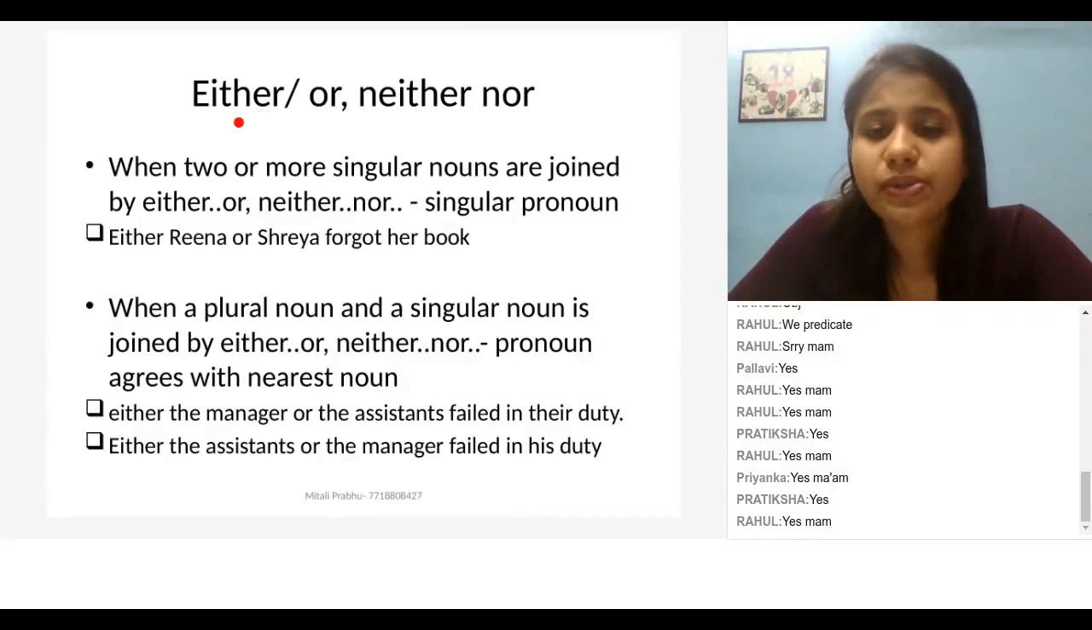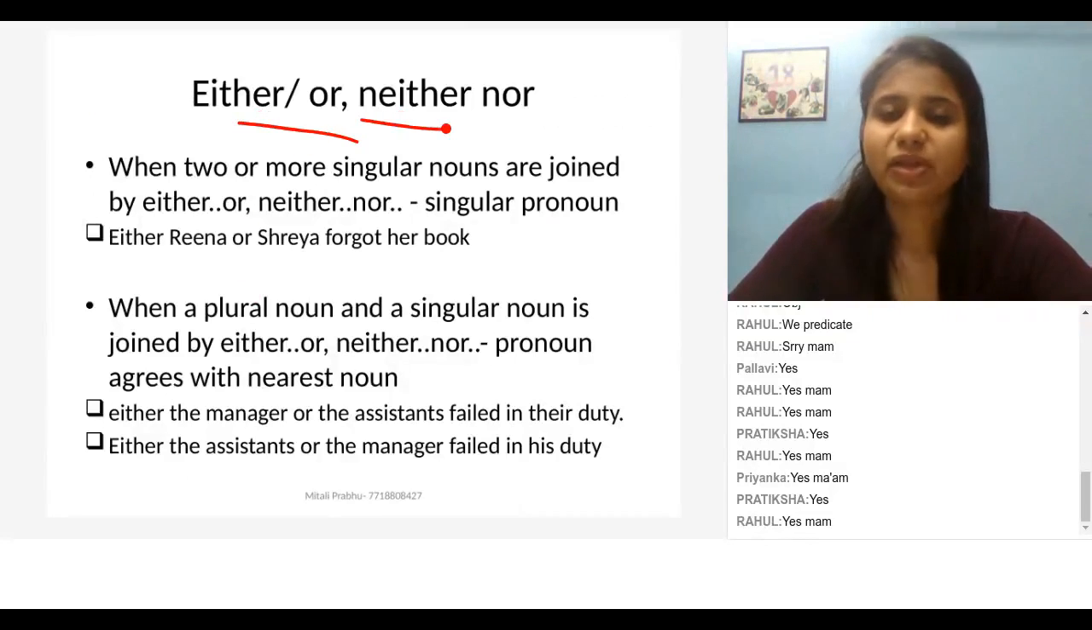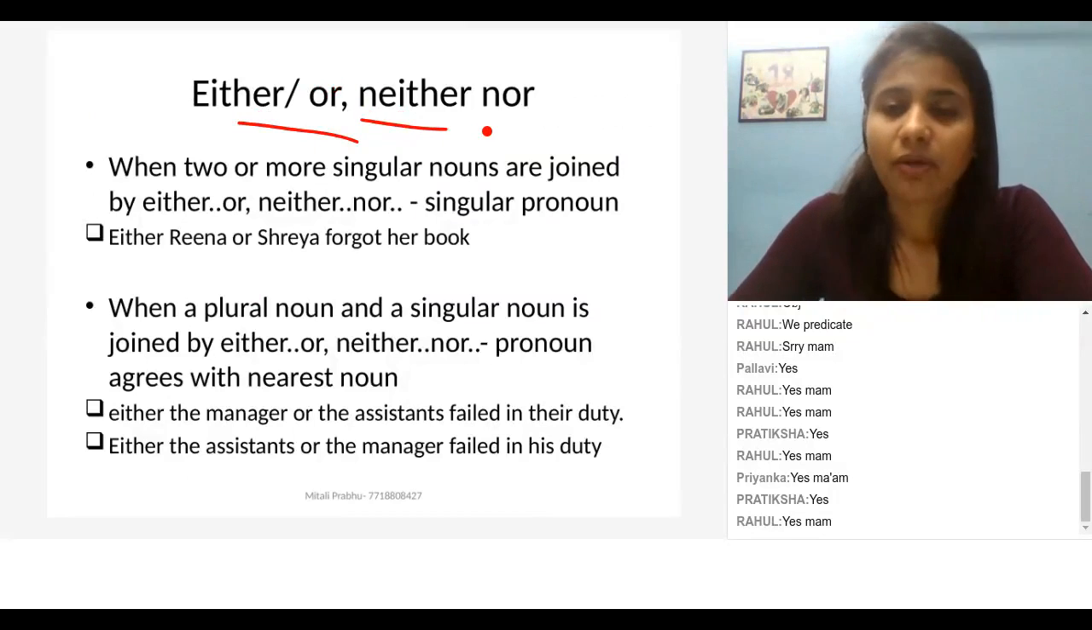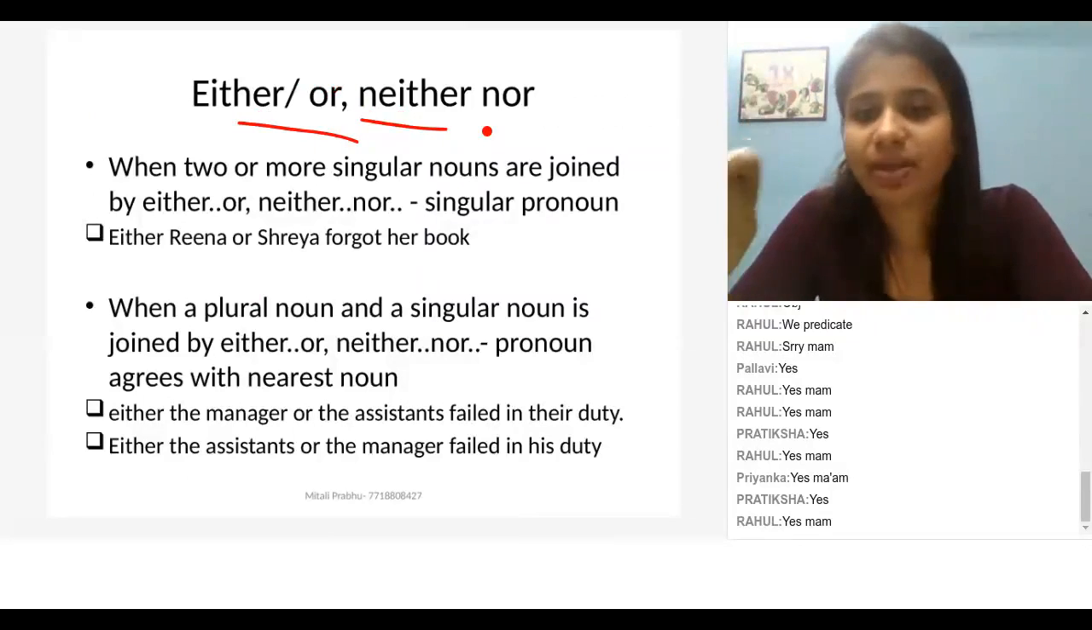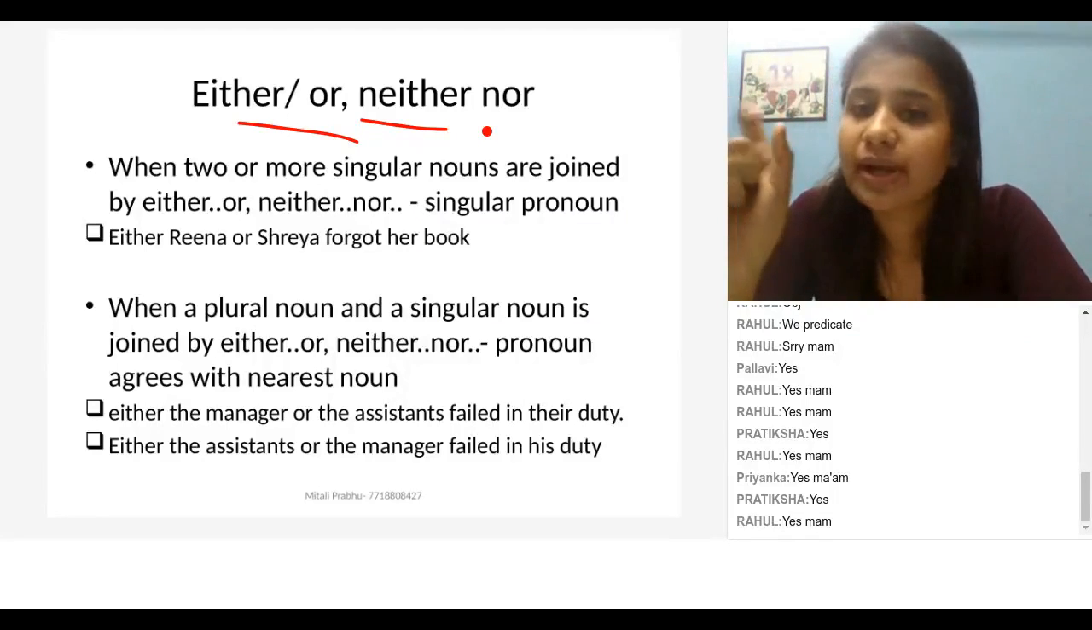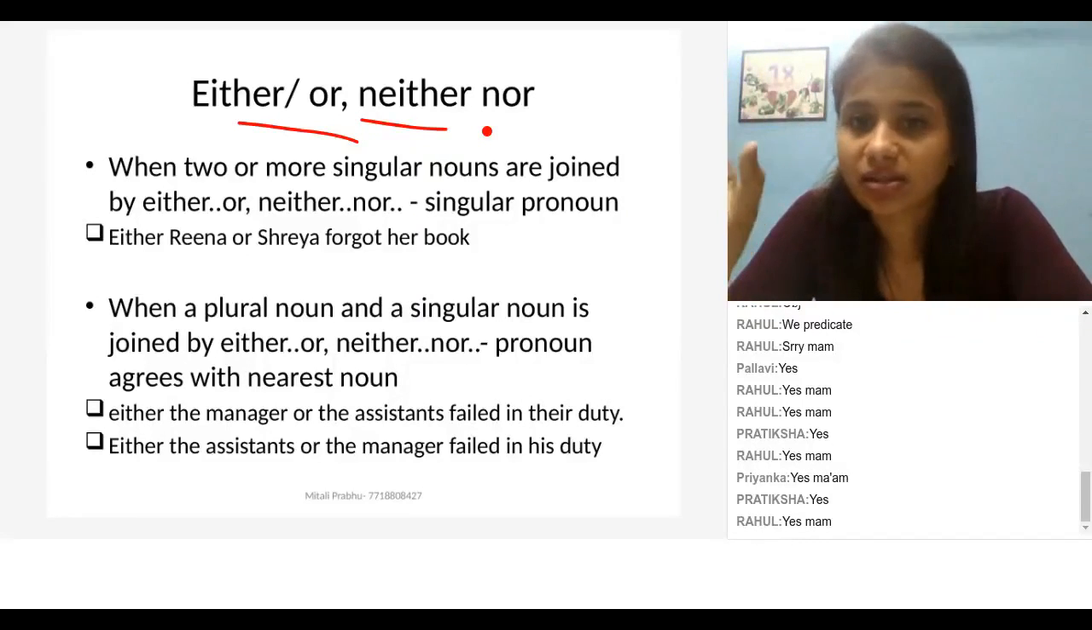Okay. So when do you use either or neither nor? See, when you say either or neither, it means what? First of all, this is applicable only to two things or to two people. And when you have to say either, you say "ki un dono mein se koi bhi ek", meaning any one of the two of them. But you don't use the word any. Any is used for more than two. Whenever there are two, you say either.